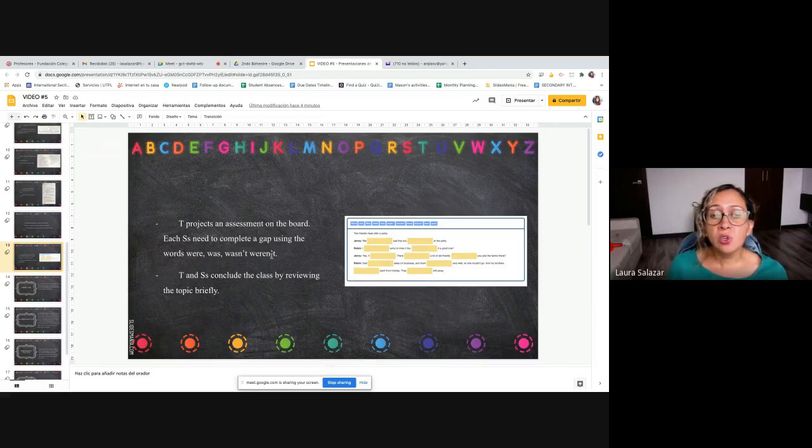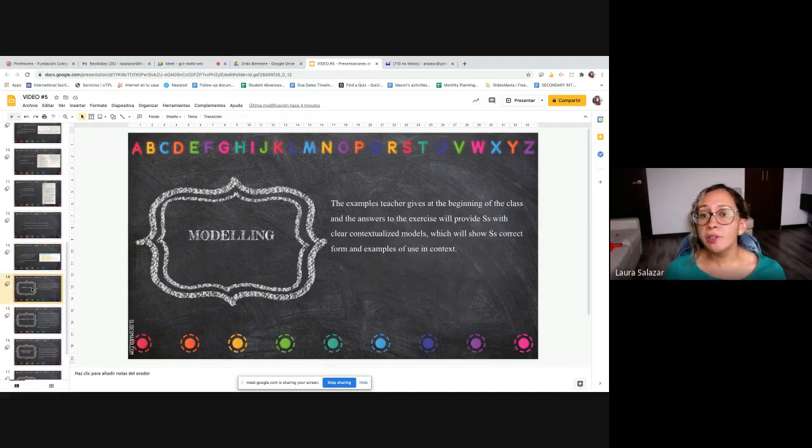Then the teacher and the students conclude the class by reviewing the topic briefly. For the modeling part, the examples the teacher gives at the beginning of the class and the answers to the exercise will provide students with clear contextualized models, which will show students correct form and examples of use in context.